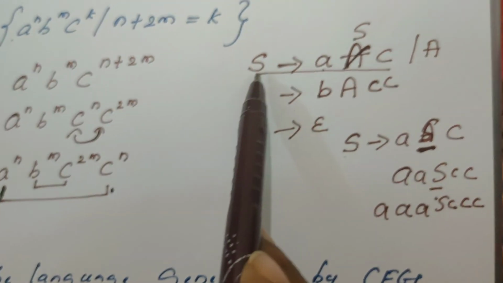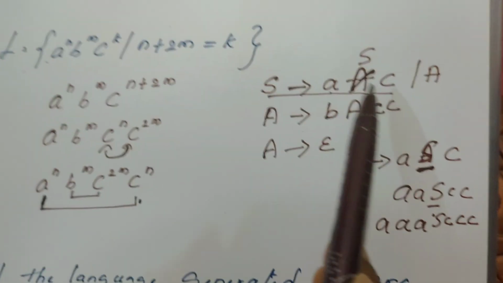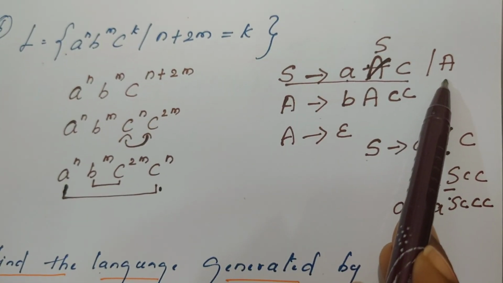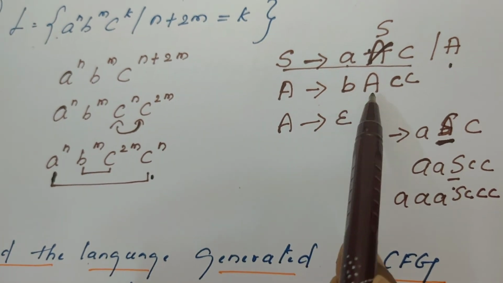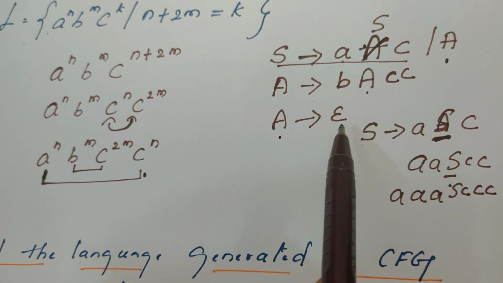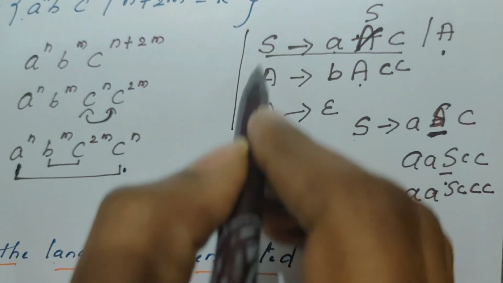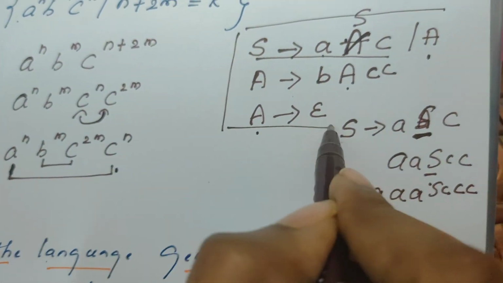So, the grammar is this. S derives ASC. At one point, this S is replaced by A. This A produces BACC. Finally, this A can be replaced by epsilon. This is the grammar for the given language.